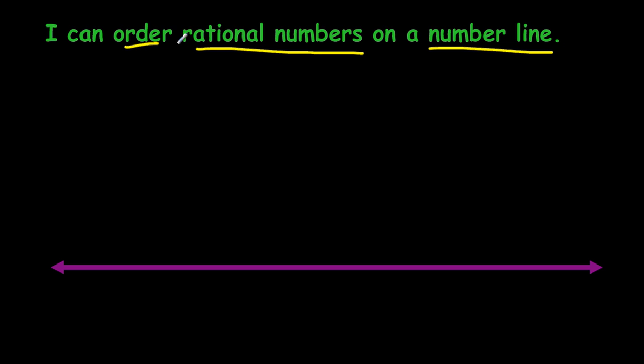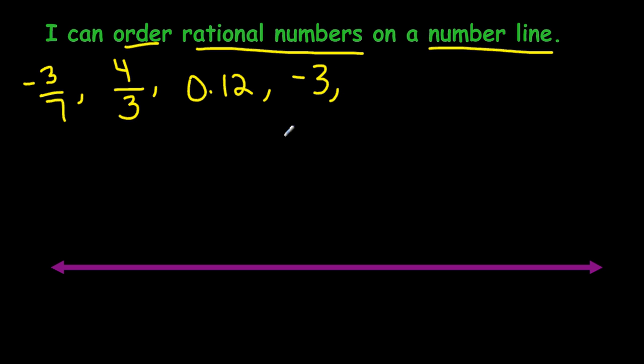So the first thing I need is a list of rational numbers. I have some that I'm thinking about. I was thinking about -3/7, and maybe 4/3. Those are written as fractions. I know they're rational. I might have 12/100. I know that's rational. It terminates. I might have a -3, a 4 2/10, and 3/4. Here's a nice list of rational numbers.